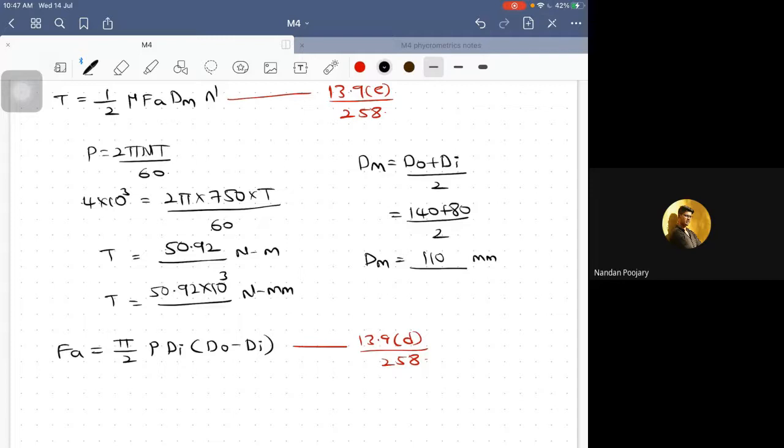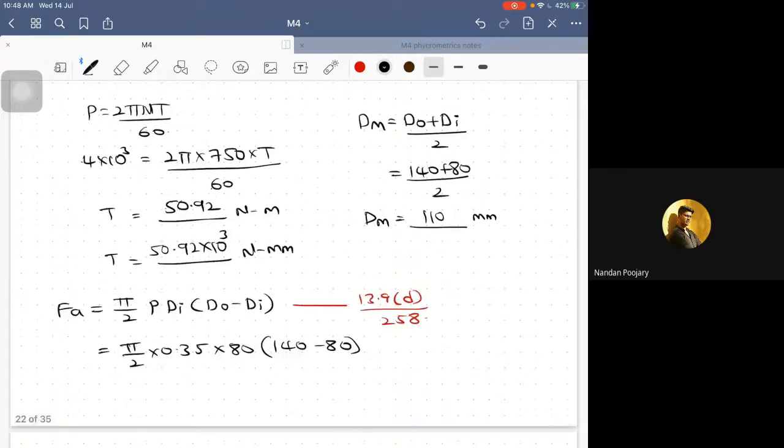Now start to calculate your Fa. Pi by 2. There are not many tables involved in clutches, just simple calculations. Pi by 2, the p value is 0.035, cross di is 80 into d naught is 140 minus 80. So from this, what is the value of Fa? Whatever answer you get will be in newtons.